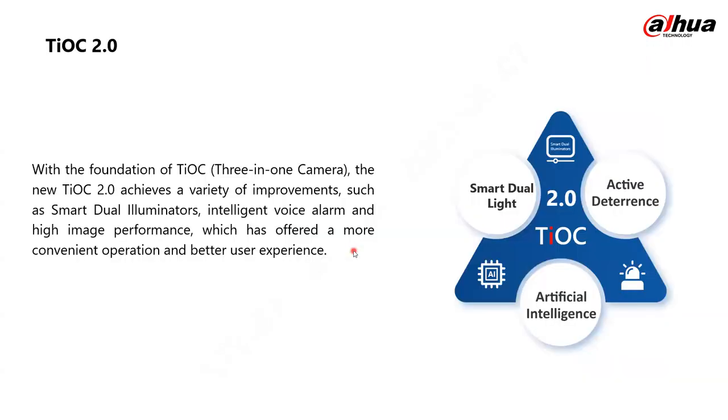So let's take a look at the TIOC. With the TIOC 2.0, the term TIOC basically means a three-in-one camera, a camera that has three key features put into it all at once, just to achieve different functions. With this TIOC camera 2.0, we support three key functions: smart dual lighting, I believe everyone now understands the term smart dual lighting, active deterrence and artificial intelligence, all these three key components in one particular camera.